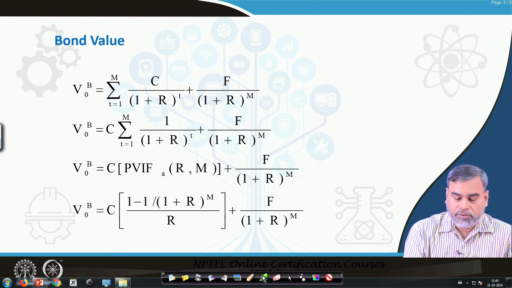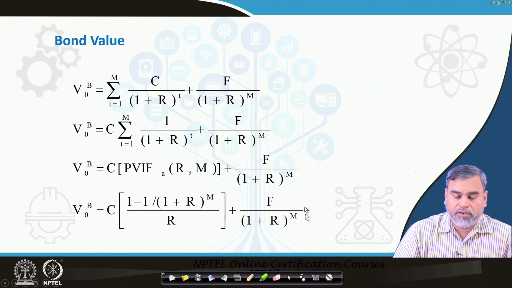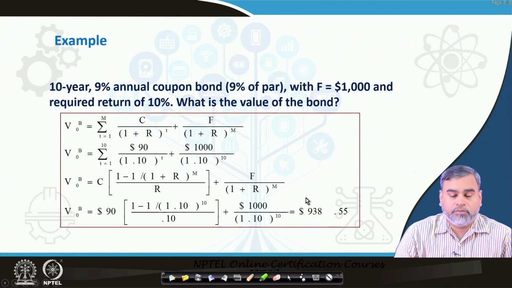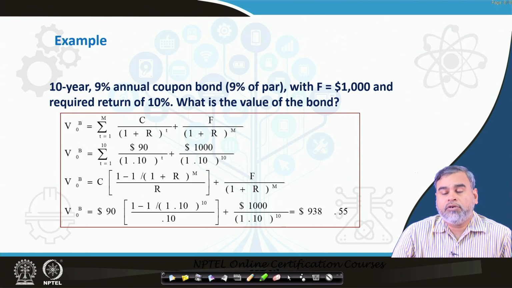Now, let's see an example of how we can get the value of the bond. Let there be a bond whose maturity period is 10 years, the coupon rate is 9%, and the face value of the bond is 1000. The required rate of return is 10%, which means the discount rate is 10%. Then what is the value of the bond?